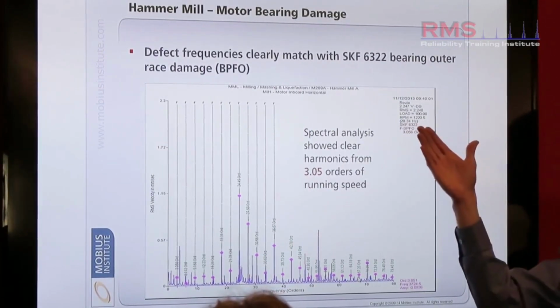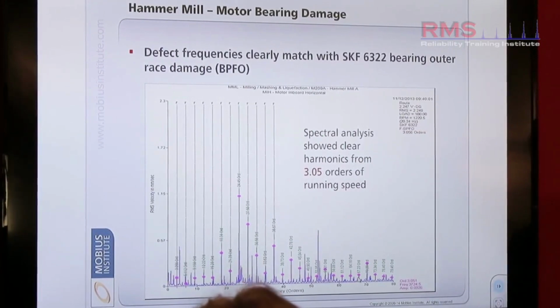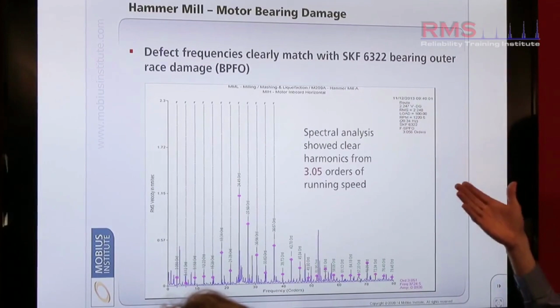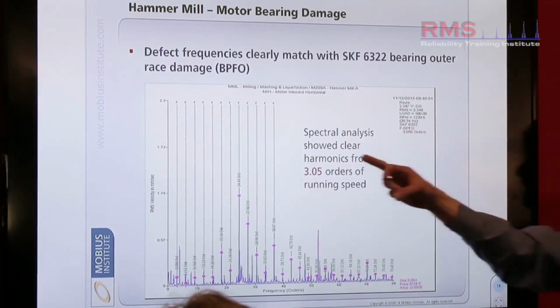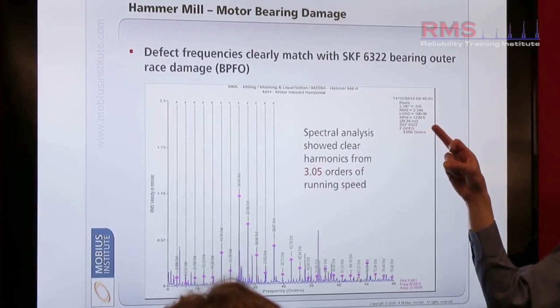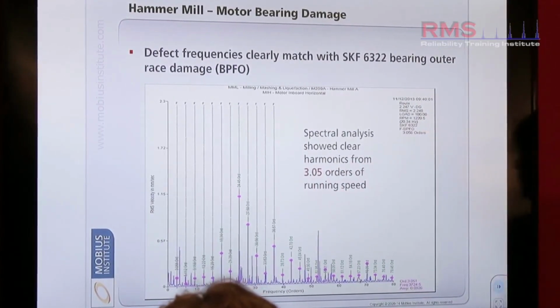In this particular case, the bearing was known. We knew it was a 6322 bearing. And in that case, that correlated with these dotted lines that matched the outer race frequency of the bearing. So we knew exactly that it was the outer race of the bearing.